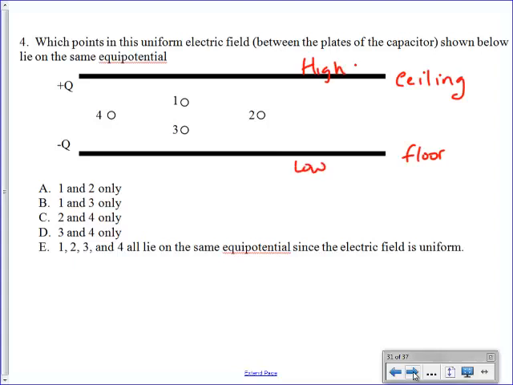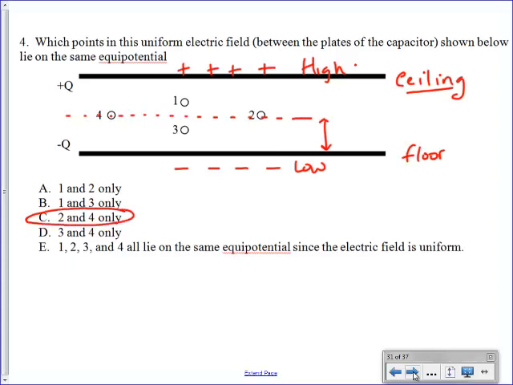And this is conventionally how we define high and low potential. We would say that the positively charged plate has the higher potential and the negatively charged plate has the lower potential. Just like in a room, if we're dealing with gravity, we would say the ceiling is where the high potential energy is. So the only pair of points that have the same potential energy are 2 and 4 because they have the same height. So our answer here is C.